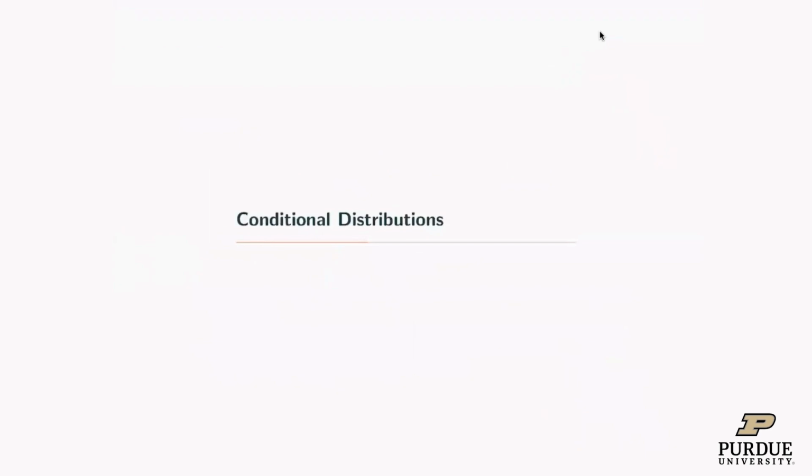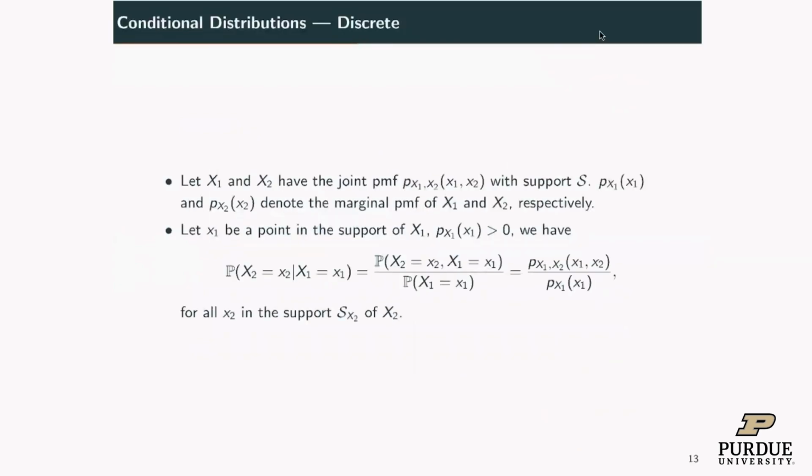Next, let's talk about the conditional distribution. So conditional distribution for the discrete case, you can get it from the definition. Let x1, x2 have the joint PMF, P(x1, x2). I also have the marginal PMFs, P(x1) and P(x2). They are the marginal PMFs for x1 and x2.